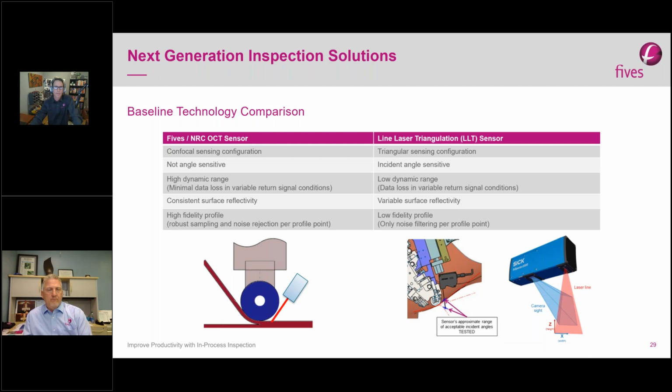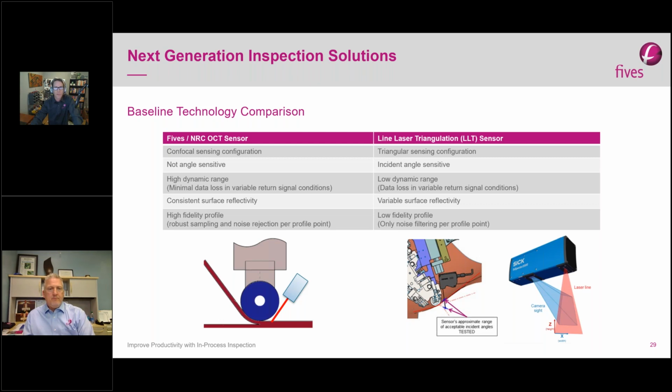The next item is dynamic range, which I also explained. With composite sensing, there is a large dynamic range. The OCT can pick up a lot of difference without losing signal, and LLT can't. Therefore, a benefit of this dynamic range is we get to see a lot of the different prepreg materials and we don't get fooled by all the varying surface reflectivity that different prepregs provide.